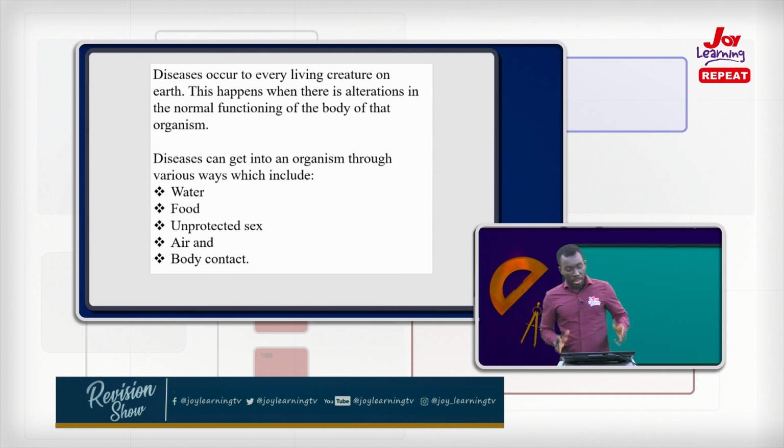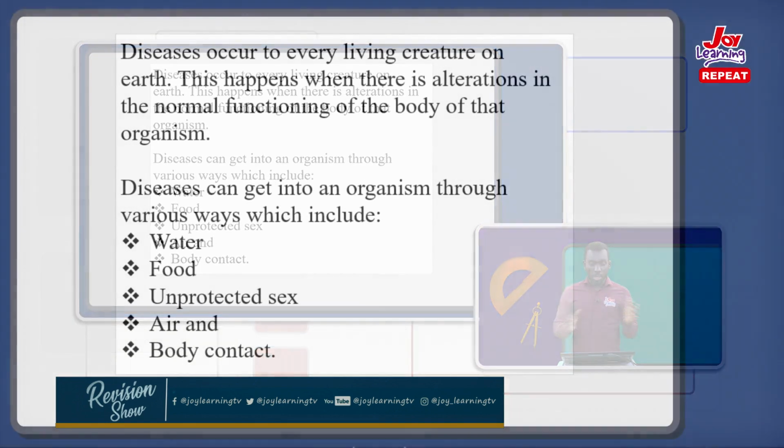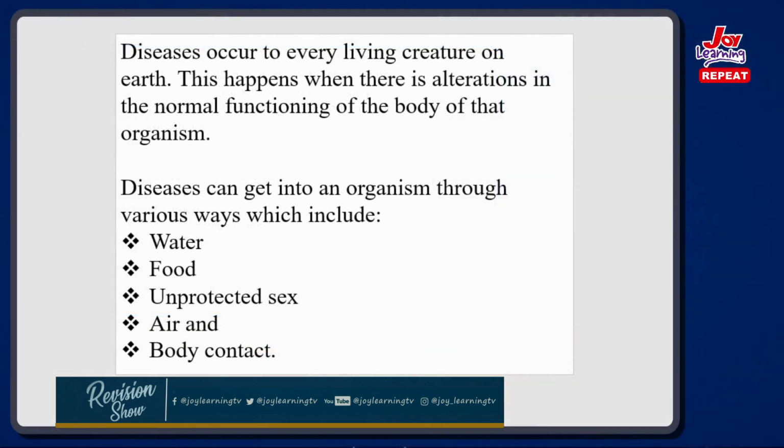All right. So disease occurs to every living creature on earth. This happens when there are alterations in the normal functioning of the body of that organism. So whenever your whole system changes, or whenever there's any sharp change of any kind in your system, it is believed that certain microorganisms have been introduced into your system that may have caused that kind of mishap in the whole body.